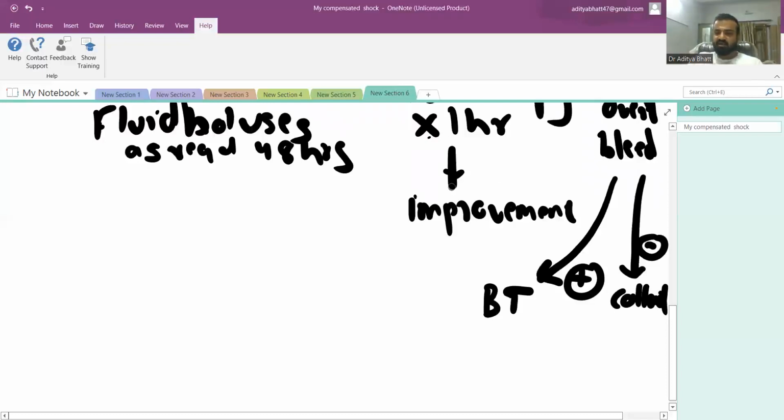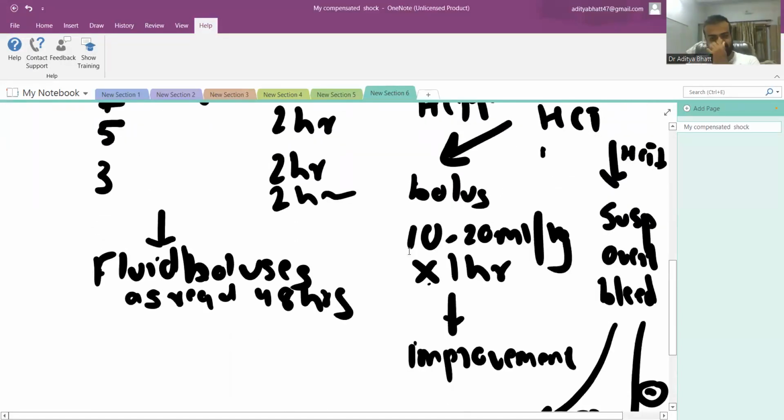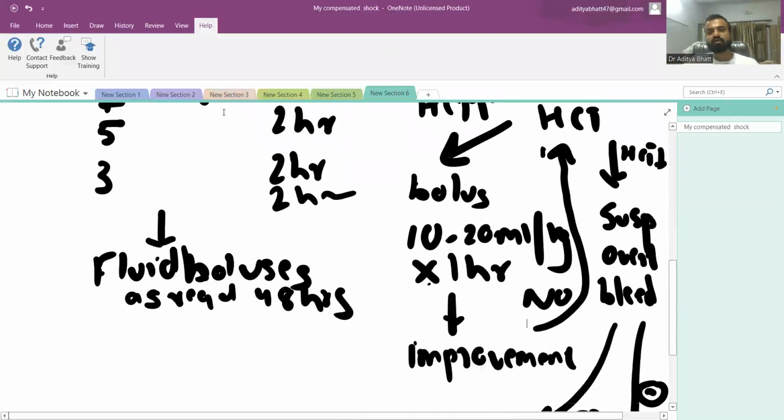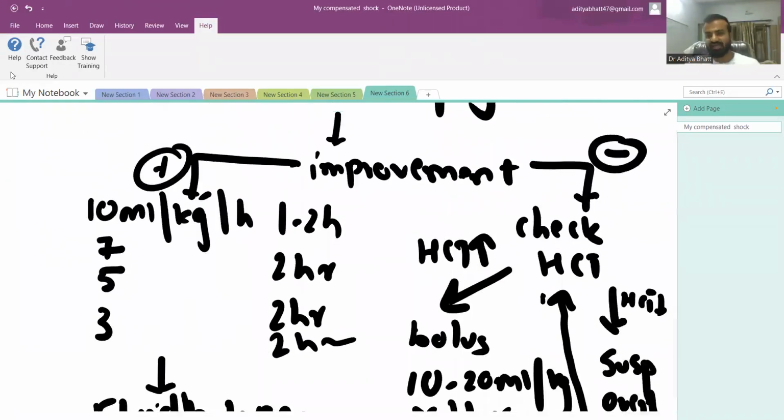Now we go back again to where the hematocrit has risen. We give 10 to 20 ml per kg bolus for 1 hour, and we check for improvement. Now if there is no improvement, we again check the hematocrit and repeat this cycle again. If the hematocrit has increased, we give more fluid.